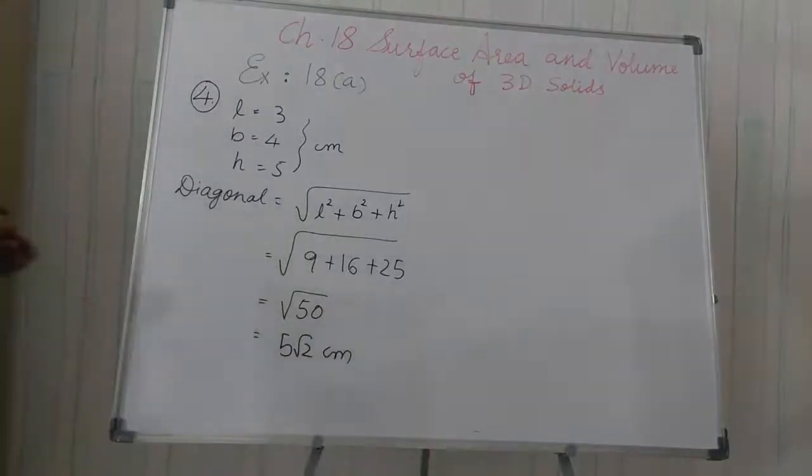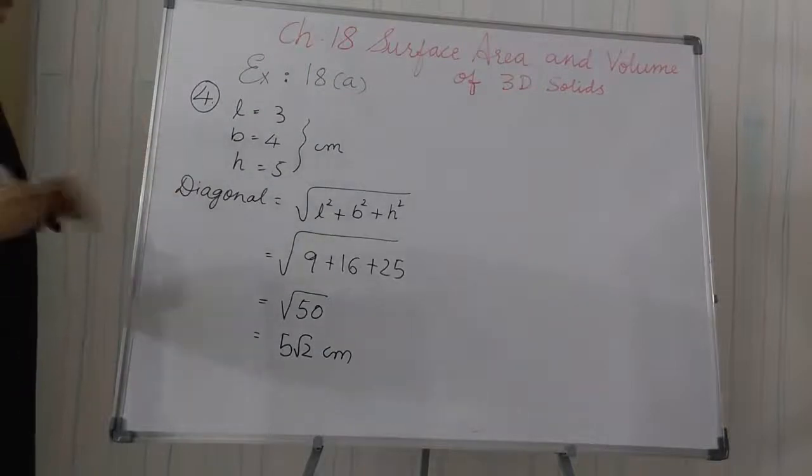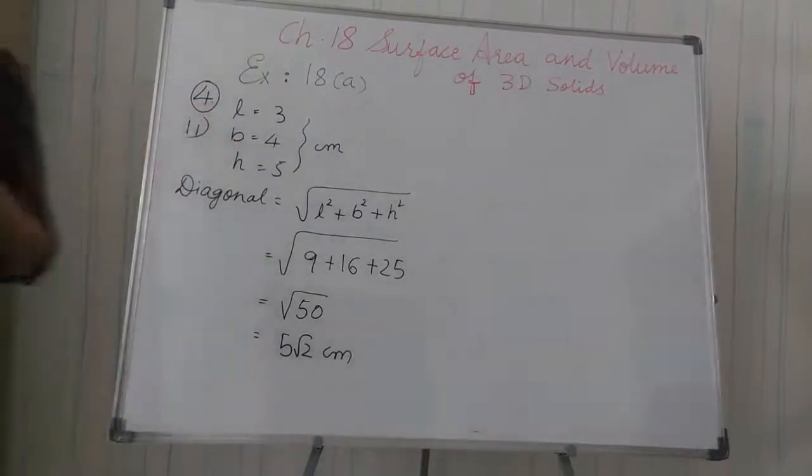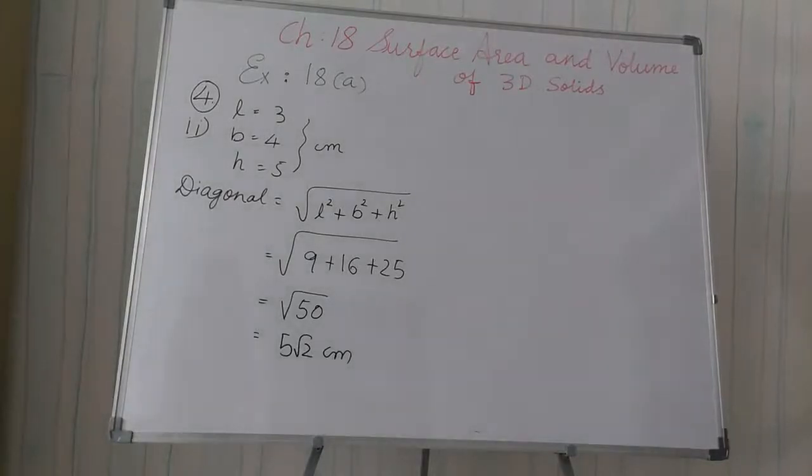So students, the diagonal you can find using this formula. The first part also you can do the same way. This is the second part I have solved here of question number 4.